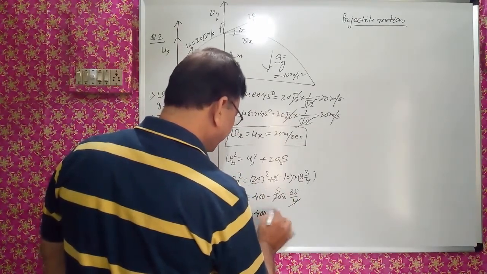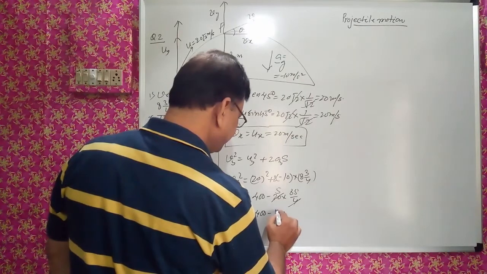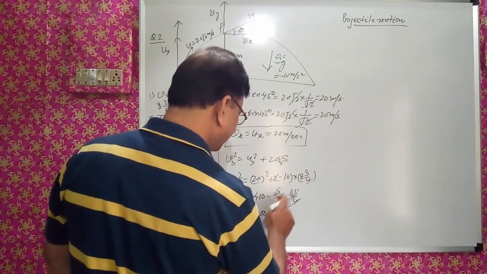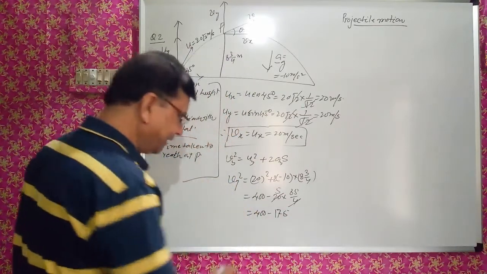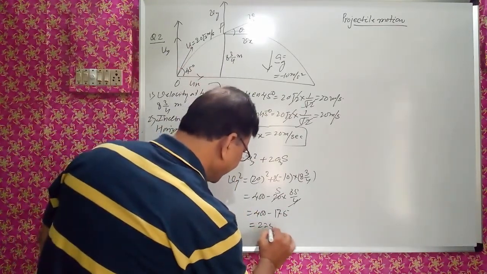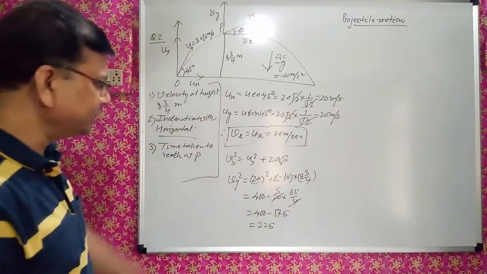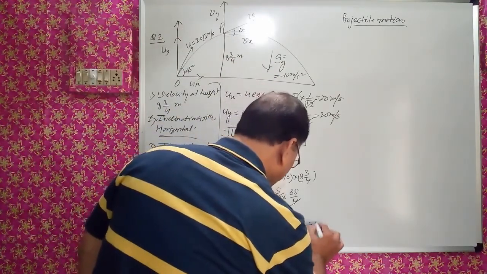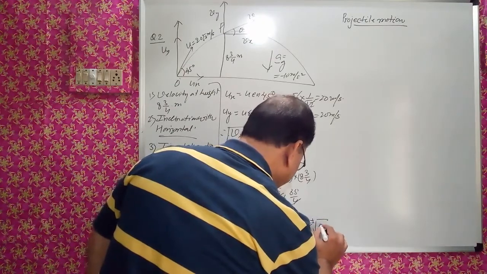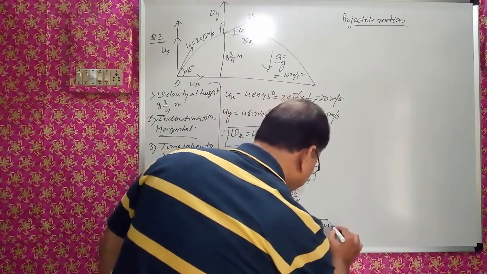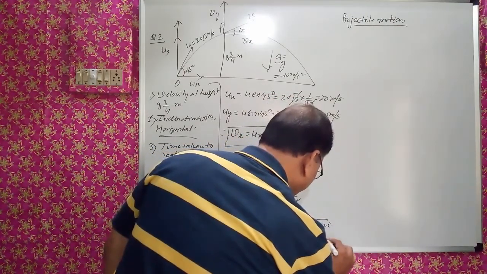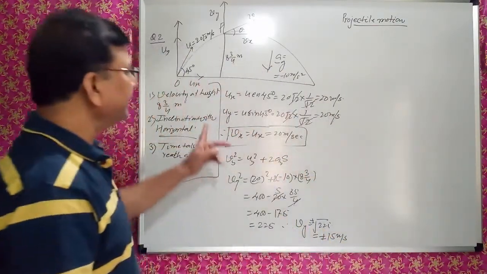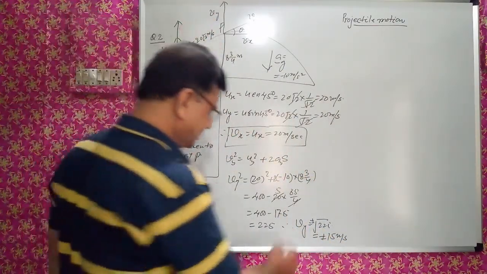That is 400 minus 175. We will get it is equal to 225. So Vy square is 225. Therefore, Vy is equal to plus minus under root 225, that is equal to plus minus 15 meters per second. So Vy we could find this.